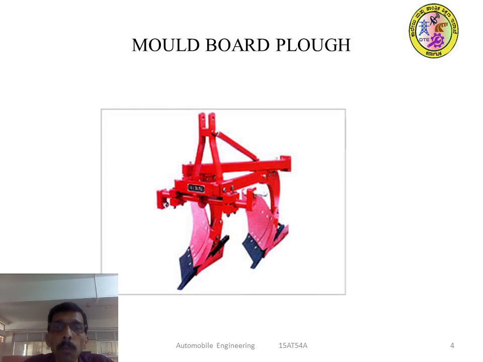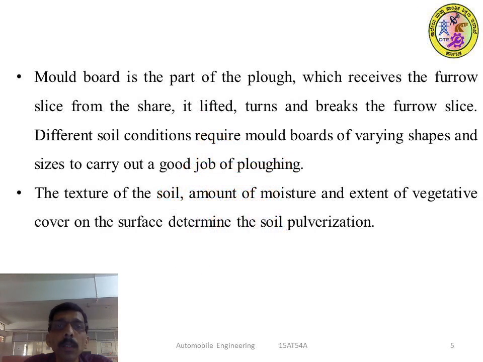So this is the moldboard plow. The moldboard is the part of the plow which receives the furrow slice from the share, lifts, turns and breaks the furrow slice. Different soil conditions require moldboards of varying shapes and sizes to do a good plowing job. So for different kinds of soils, it requires different shapes of moldboard. It all depends on the properties of the soil.